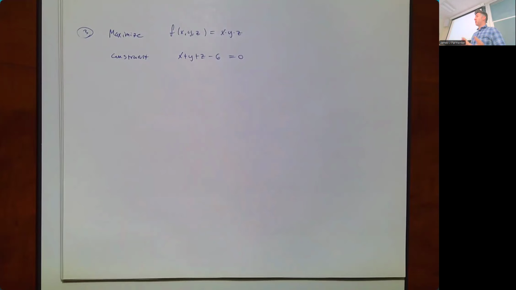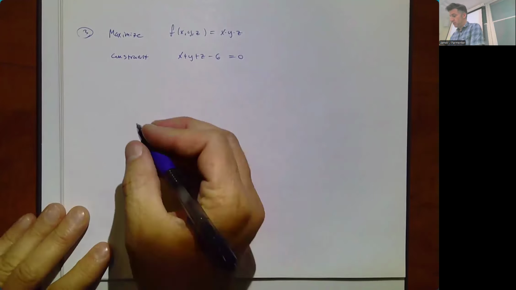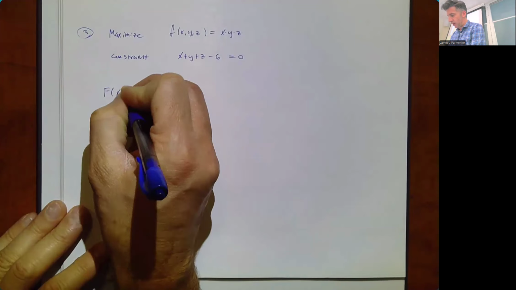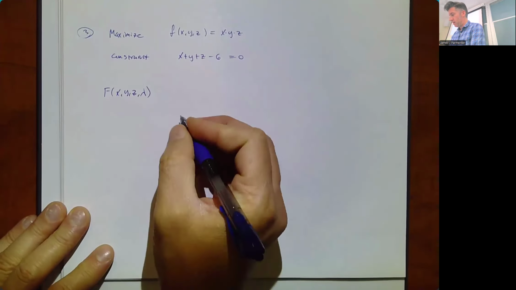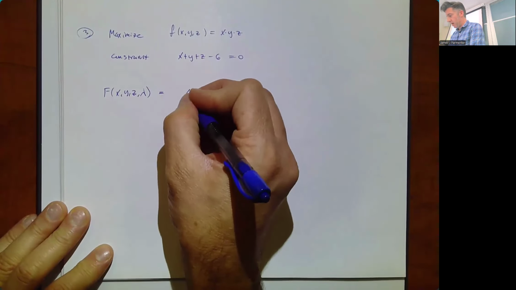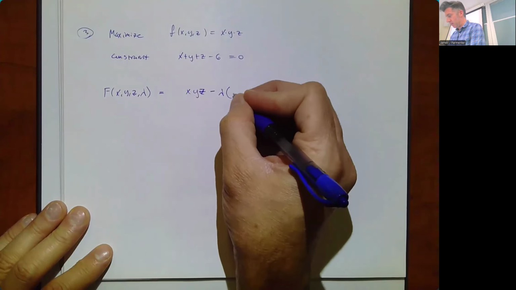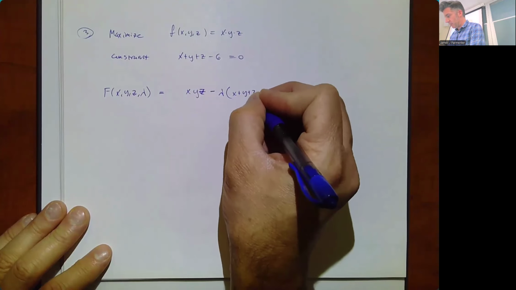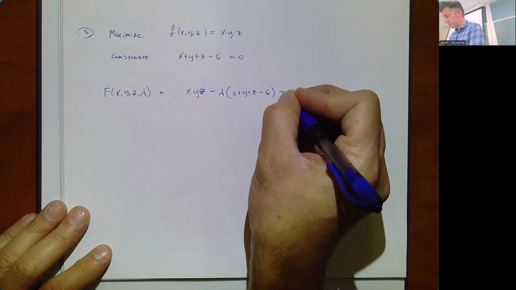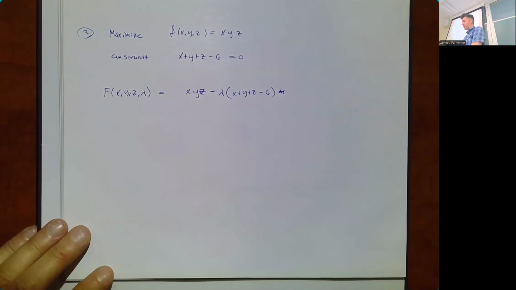So I would encourage you, when you see something like this, to think, oh yeah, x, y, and z are all going to be 1/3 of 6, which is equal to 2. Well, let's actually do it. So our F of x, y, z, lambda is going to be x times y times z minus lambda times x plus y plus z minus 6.